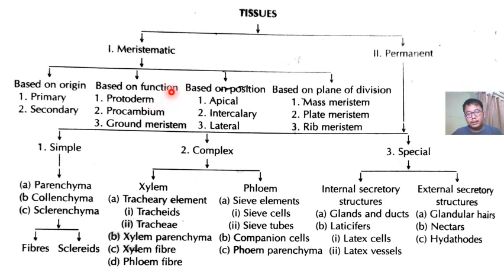In the next slide, we'll discuss meristematic tissue in detail and some important theories proposed by botanists about the origins of apical meristem. And based on your syllabus, for permanent tissue we will discuss only simple and complex permanent tissue, but we'll skip the special permanent tissue because this is out of your syllabus.